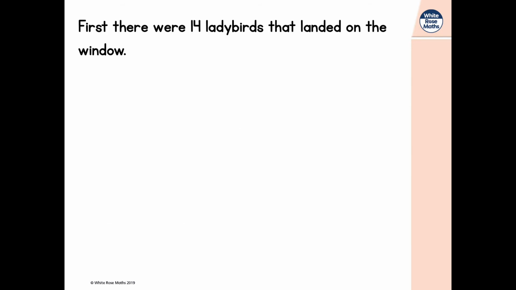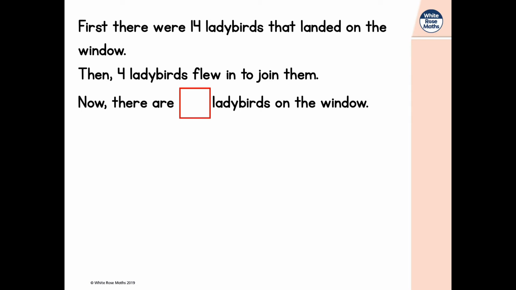First, there were 14 ladybirds that landed on the window. Then, 4 ladybirds flew in to join them. Now, there are how many ladybirds on the window?